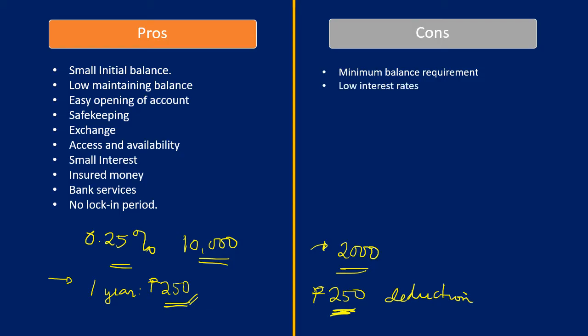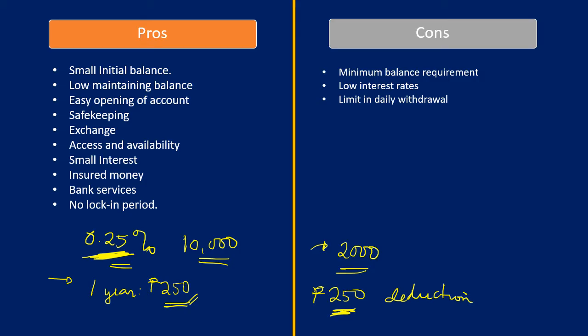Next. Again, you only have a low interest rate, just like in this example here. 0.25% lang yung interest. So it's really, really small as compared to other types of investment like time deposits, mutual funds.